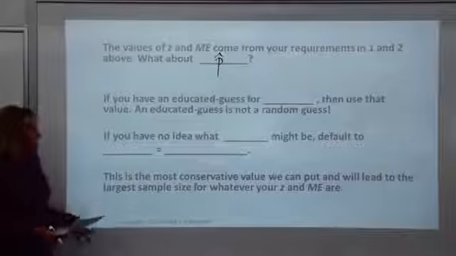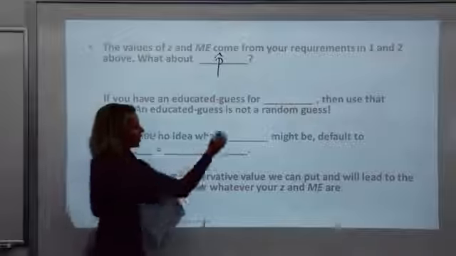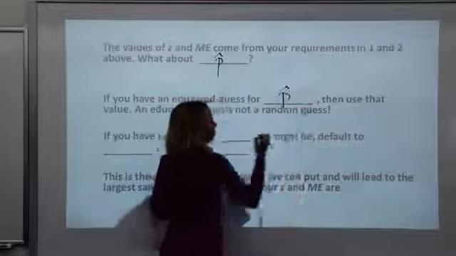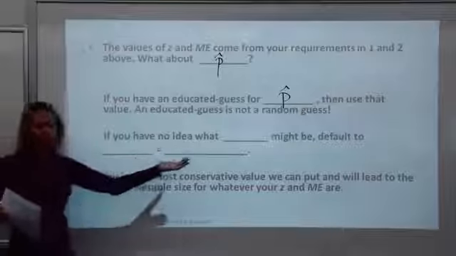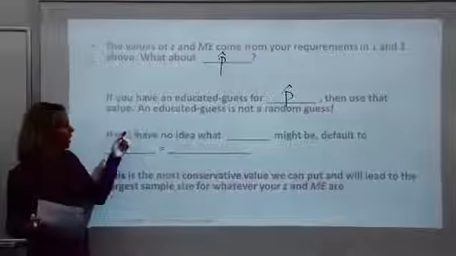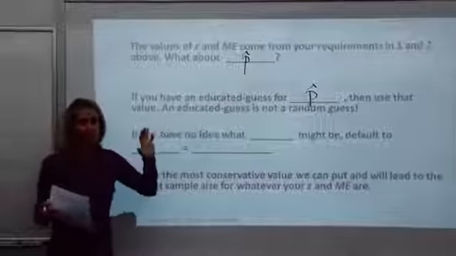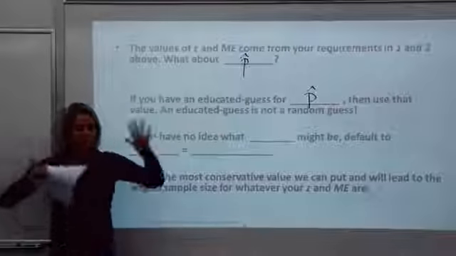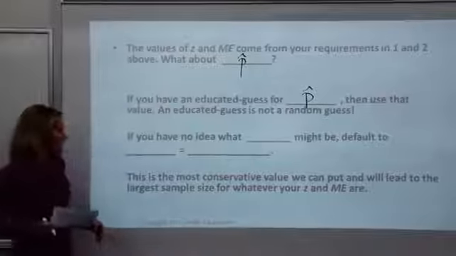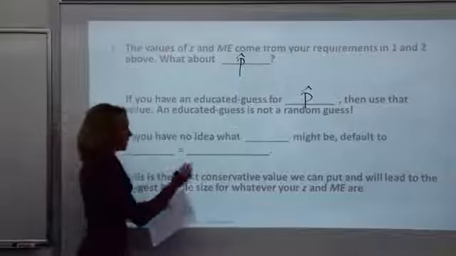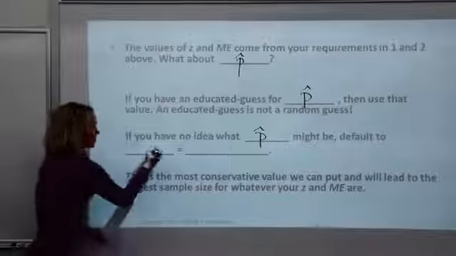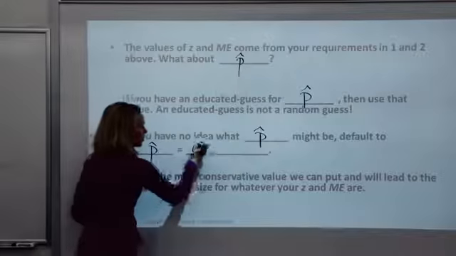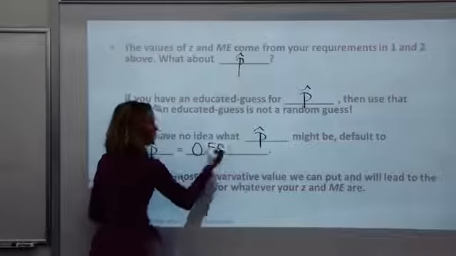There's a couple of places we might get that. If you have an educated guess for p hat, maybe you've read a journal article or saw something in the newspaper, or you have a figure from last year, you might use that. An educated guess, though, is not a random guess. Don't just pull a guess out of a hat here. If you have no idea what the sample proportion might be, then we're going to let the sample proportion be 0.50, be 50%.